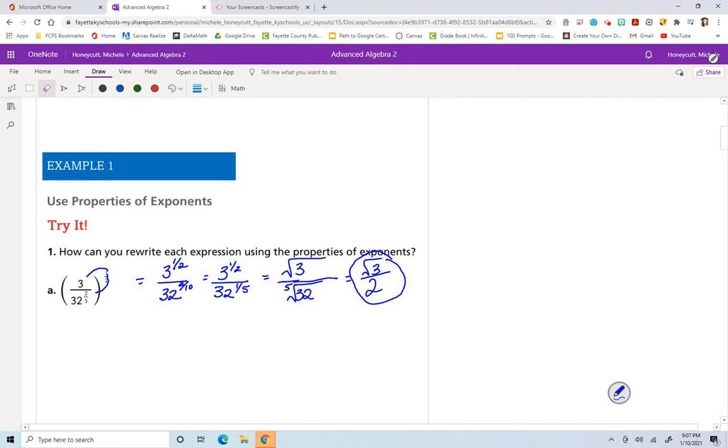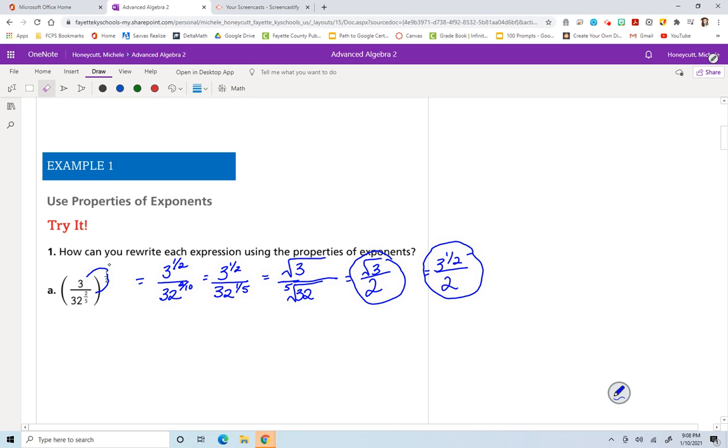So here's one way to write my answer. Another way that I could also write this, 3 to the 1/2 over 2. Either of these answers are acceptable as long as you've simplified it all the way to where you have a 2 in the bottom.